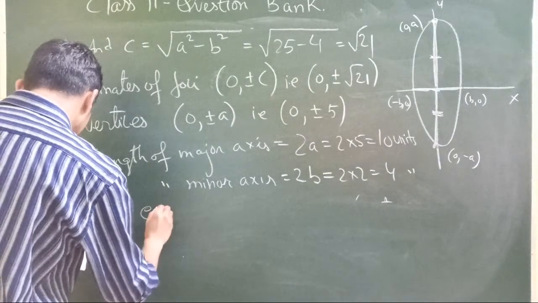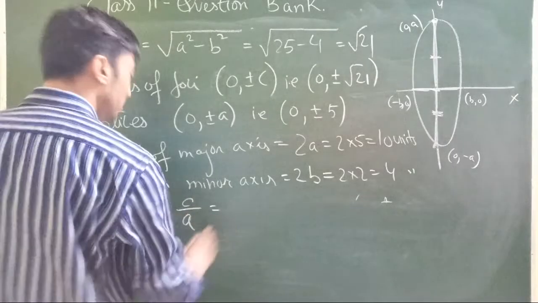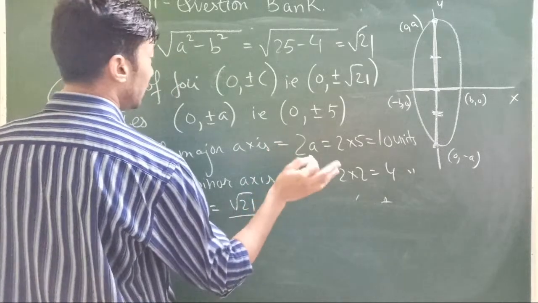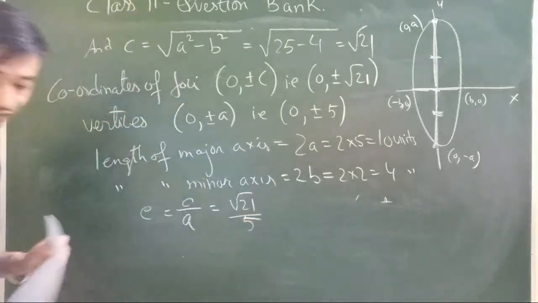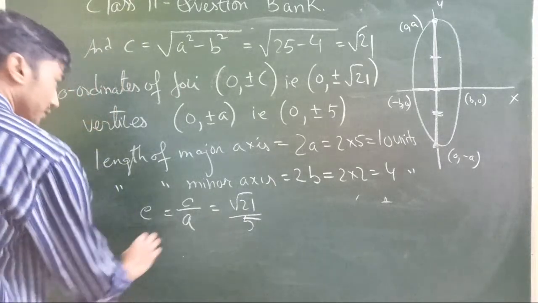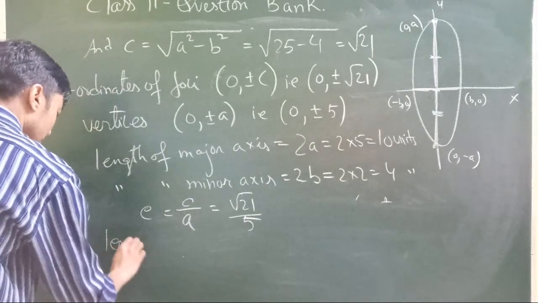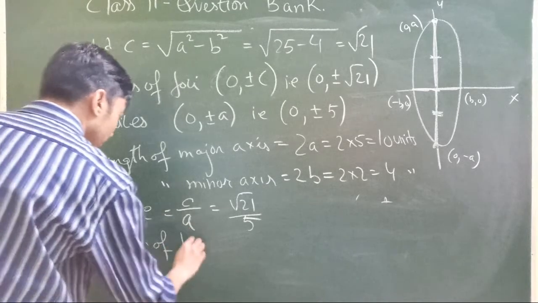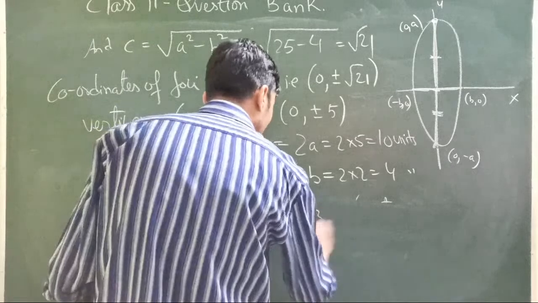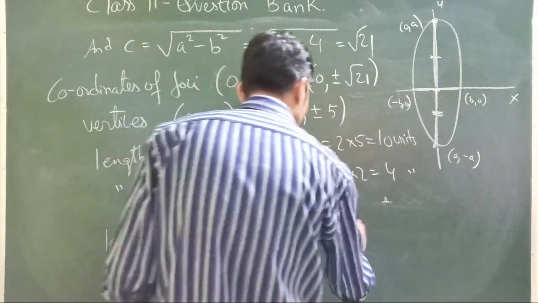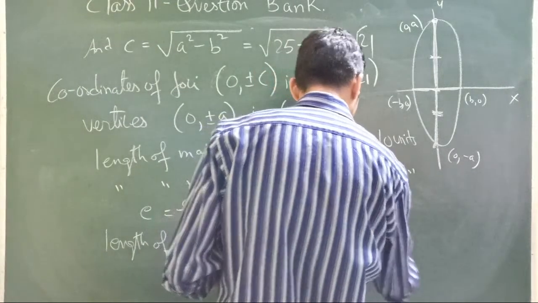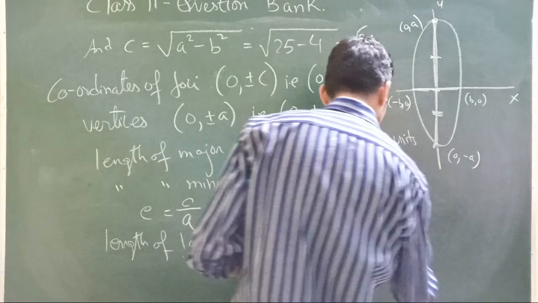Eccentricity. Eccentricity is given by c by a. What was the value of c for us? Root over 21, divided by a, the value of a was 5. So eccentricity is root over 21 by 5. And then finally, the length of the latus rectum. Length of the latus rectum will be 2b squared by a. So that's 2 into b squared, the b value was 2, divided by a. So 2 into 4 is 8, upon 5.